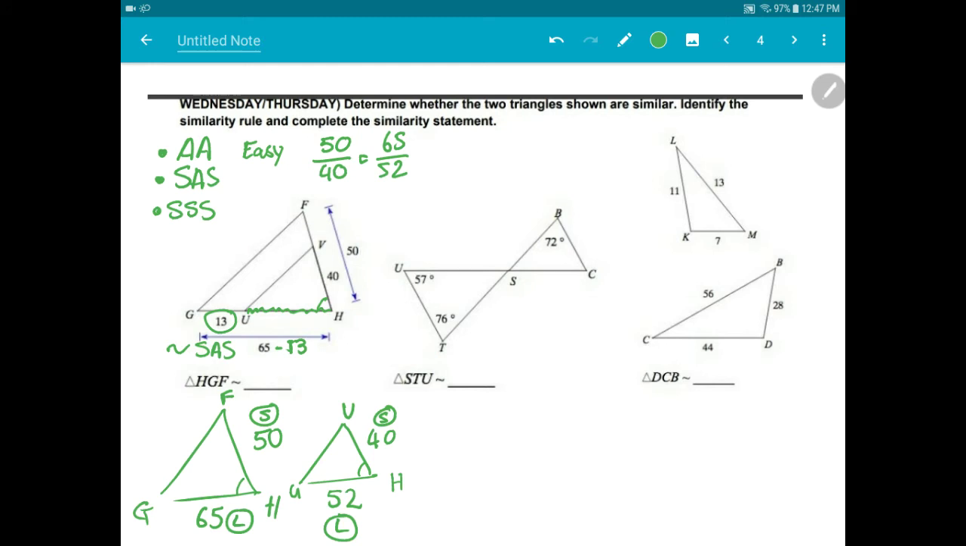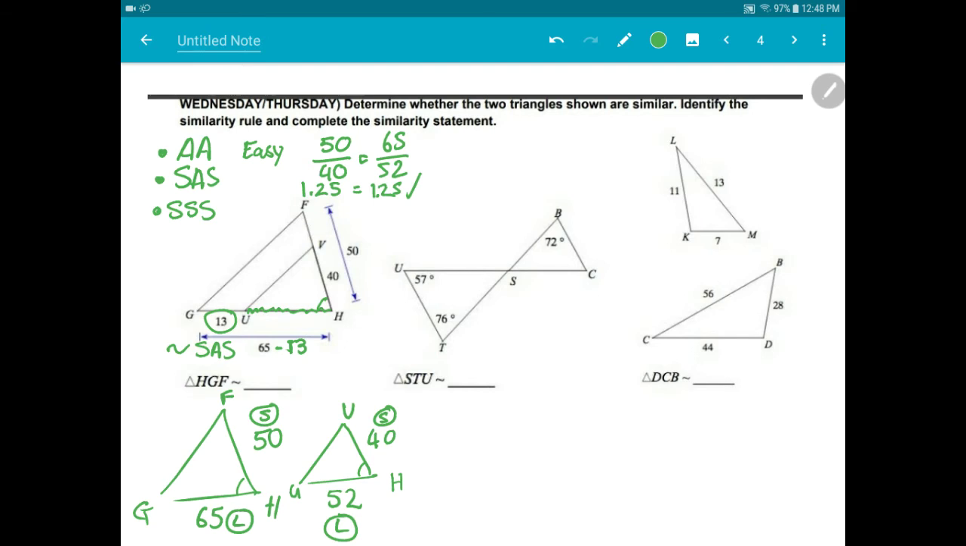Okay, so you've got 2 options then. You can cross multiply, or you can just divide it in your calculator. So I'm just going to divide it in my calculator. So I've got 50 divided by 40, and I get 1.25, and I do 65 divided by 52, and I get 1.25. Because I got the same answer, these are indeed similar by side angle side.